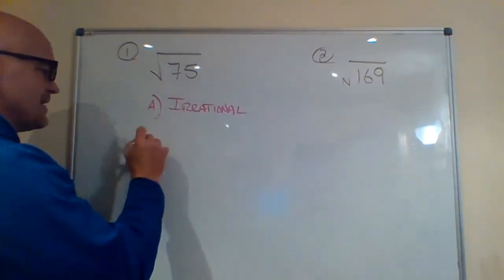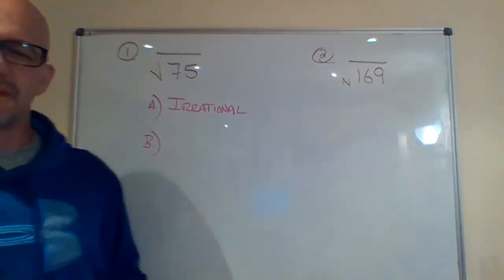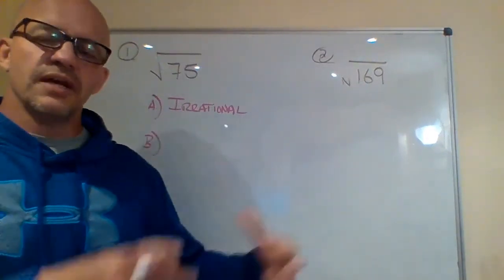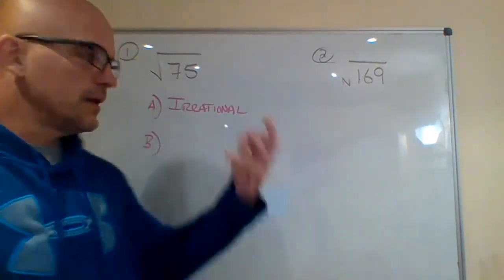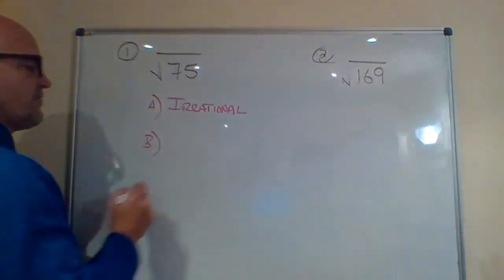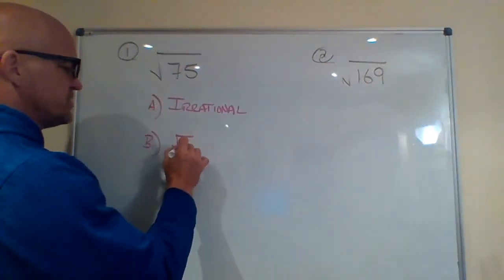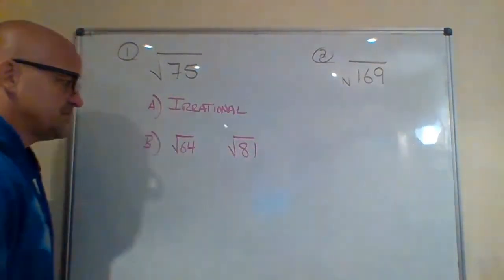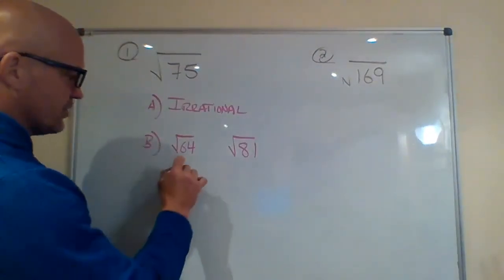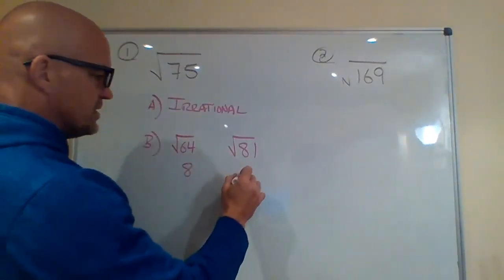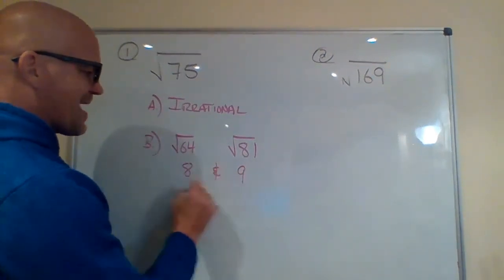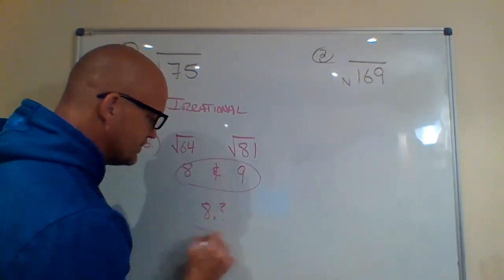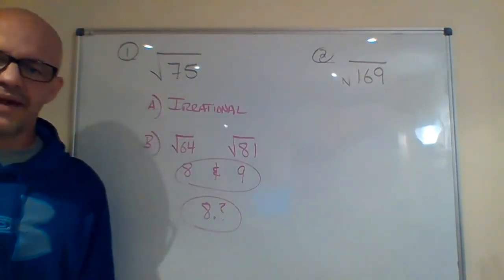So part B is, well, what perfect squares does it lie between? In other words, what numbers, nice, pretty integers, is the square root of 75 between? Well, if I take a look at the square root of 75, I know that that would lie between the square root of 64 and the square root of 81. That tells me that it lies between, since the square root of 64 is 8 and the square root of 81 is 9, that means it lies between 8 and 9. Or I could say it is 8 point something. That's what I want to be able to do with that, just for now.